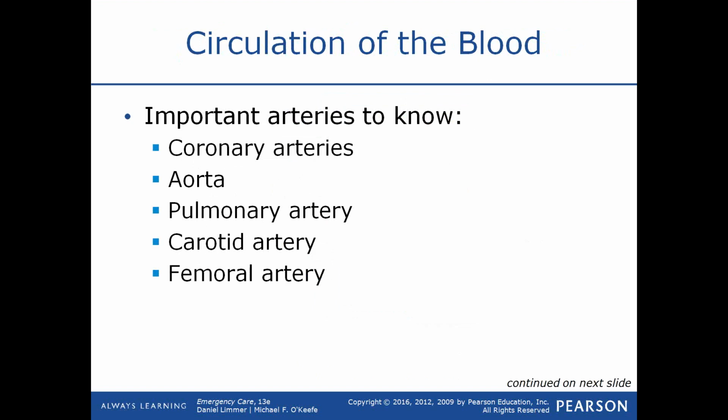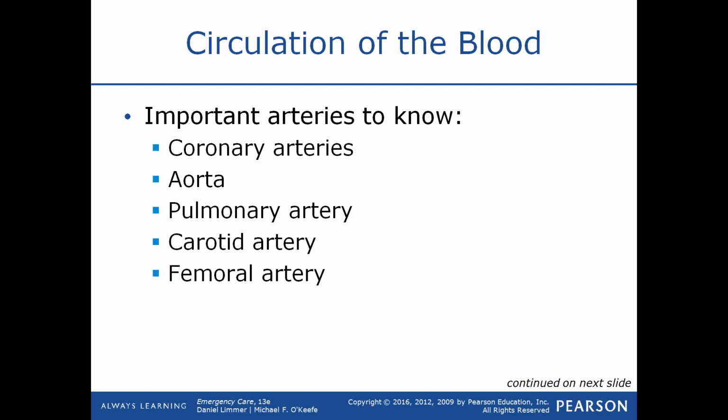There are some arteries that you should know as well when it comes to circulating blood. Arteries carry freshly oxygenated blood, with the exception of the pulmonary artery. You have coronary arteries. Coronary arteries are arteries that are on the outside of the heart. The coronary arteries supply blood to the heart tissue, the heart muscle. That's where that muscle gets its energy and nutrients.